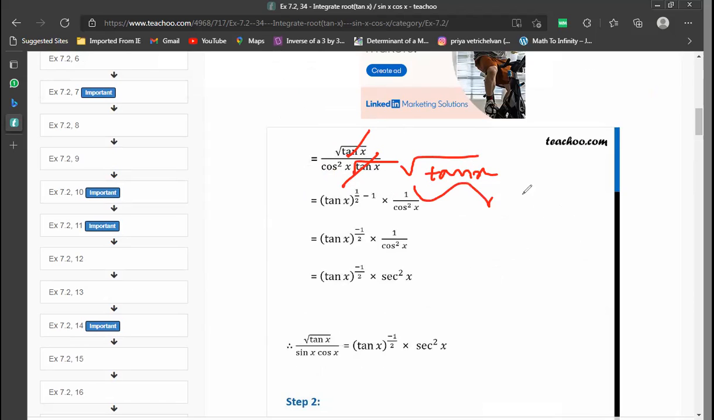So just take this tan x to the numerator. It will turn into tan x power 1 minus 1 by 2. And 1 by cos square x can be written as secant square x. So far clear? Yes, very clear.